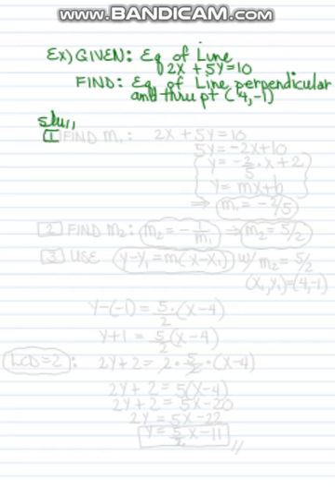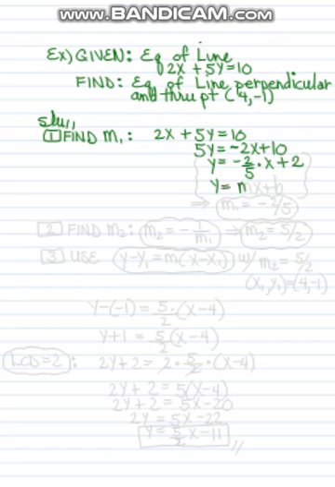Step 1, we are going to find m sub 1, that's the slope of the given line. Just write the equation 2x plus 5y equals 10 in slope-intercept form. So move the 2x over, you get 5y equals -2x plus 10. Now divide everything by 5, you get y equals -2/5 times x plus 10 divided by 5 is 2.